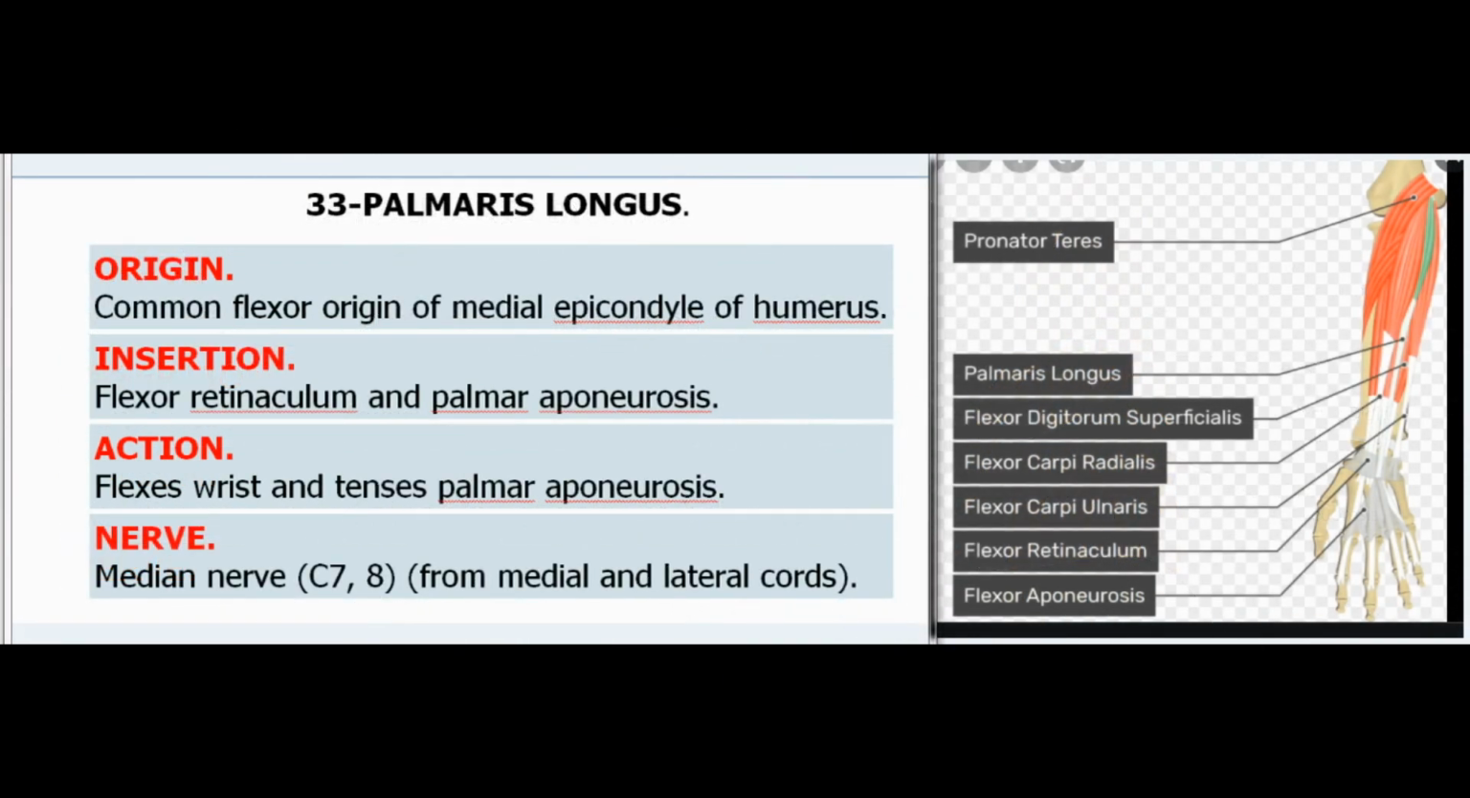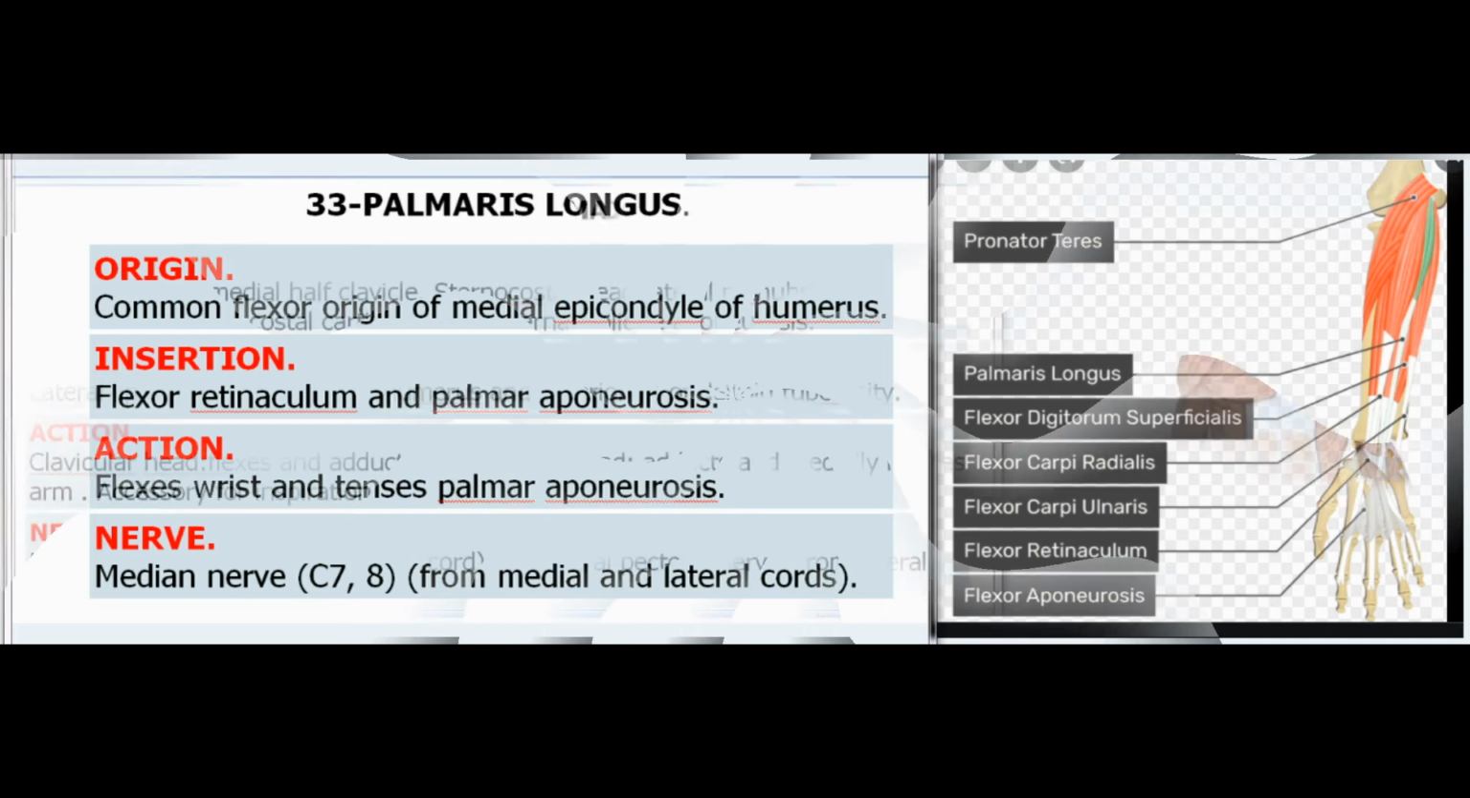33. Palmaris longus. Origin. Common flexor origin of medial epicondyle of humerus. Insertion. Flexor retinaculum and palmar aponeurosis. Action. Flexes wrist and tenses palmar aponeurosis. Nerve. Median nerve, C7, 8, from medial and lateral cords.